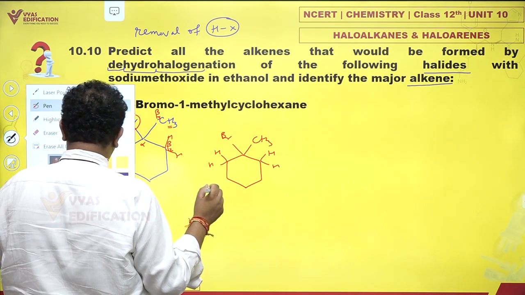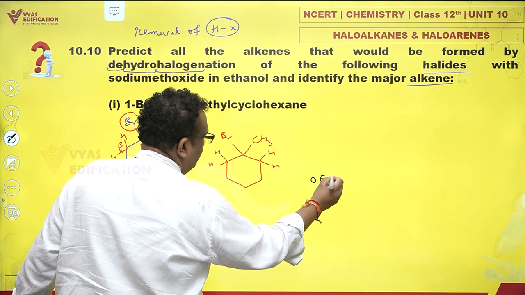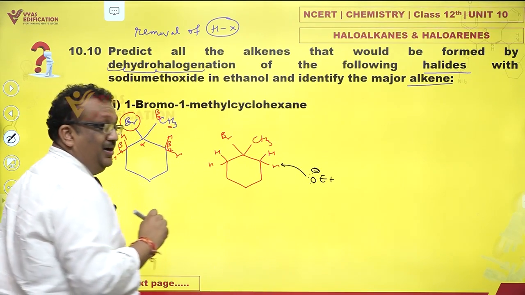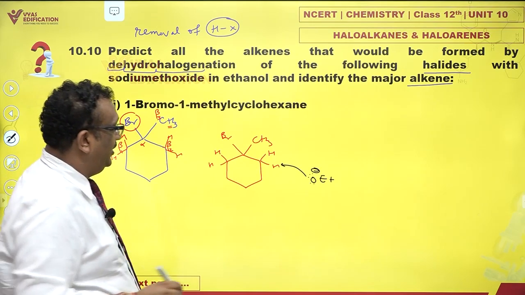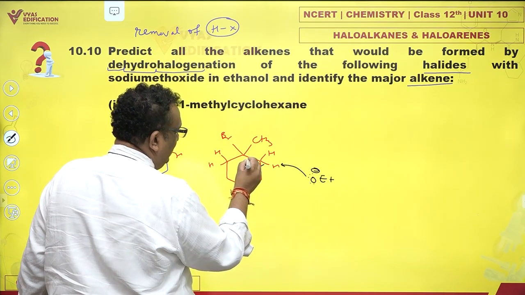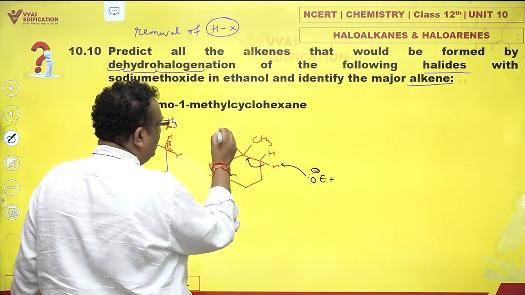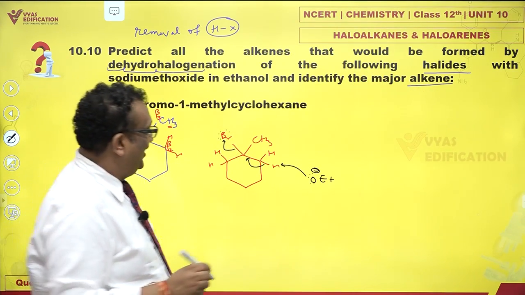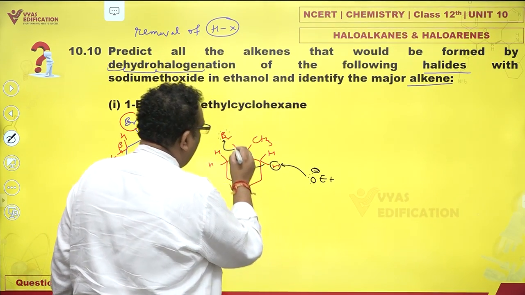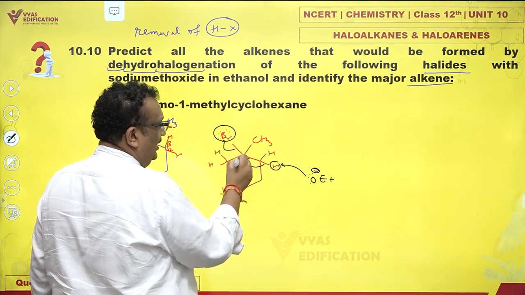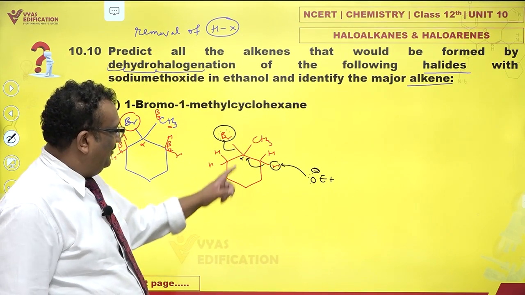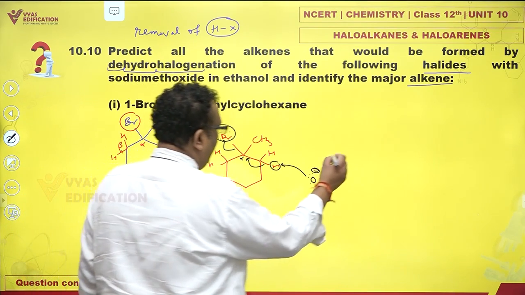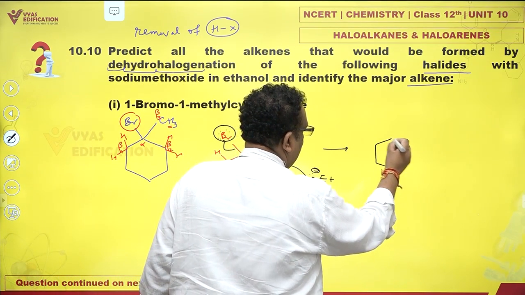We have OEt minus. It attacks a beta hydrogen. That means it donates a lone pair. This hydrogen leaves, its electrons come here, and it pushes out the halogen like this. This is the way. So this is the beta hydrogen, this is the leaving group, and this is the alpha carbon. What do you get? You get an elimination product like this.